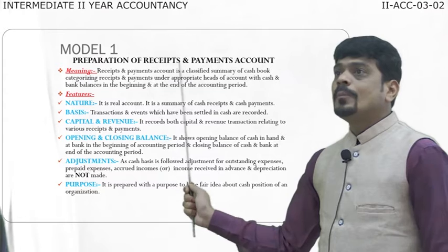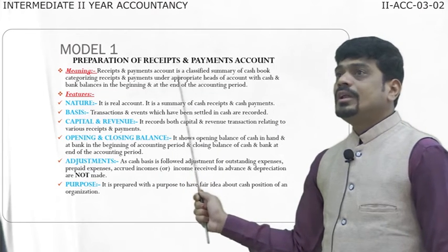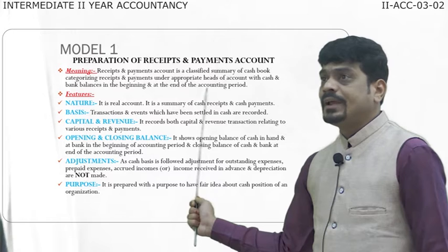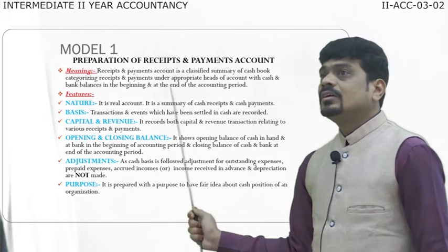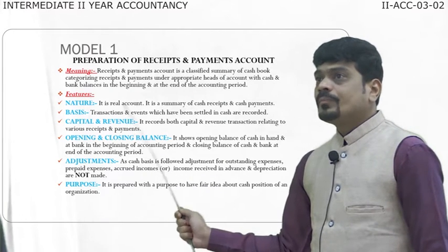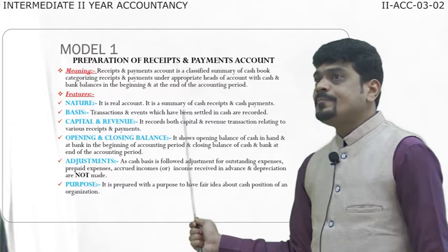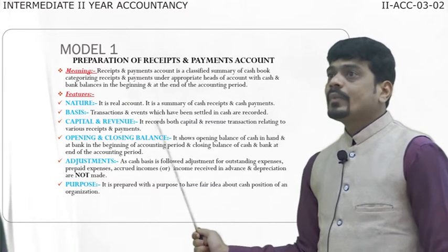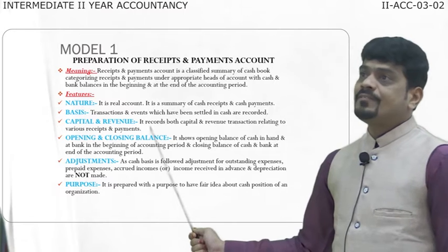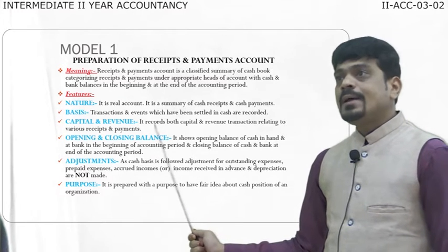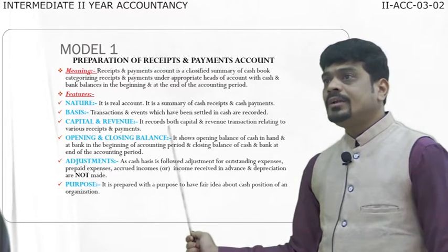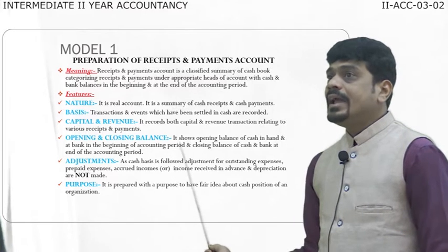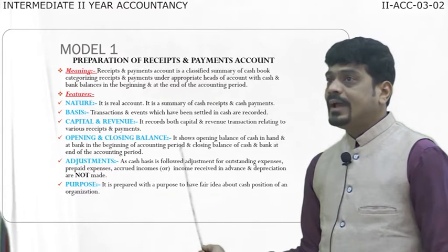So receipts and payments account. Here, in one nutshell, it is a summary of cash book. Do keep in mind. Second feature, it is a real account, a summary of cash receipts and payments. It is prepared on cash basis of accounting, irrespective of capital and revenue. All the receipts and payments are recorded. It starts with opening balance of cash and bank and ends with closing balance of cash and bank.